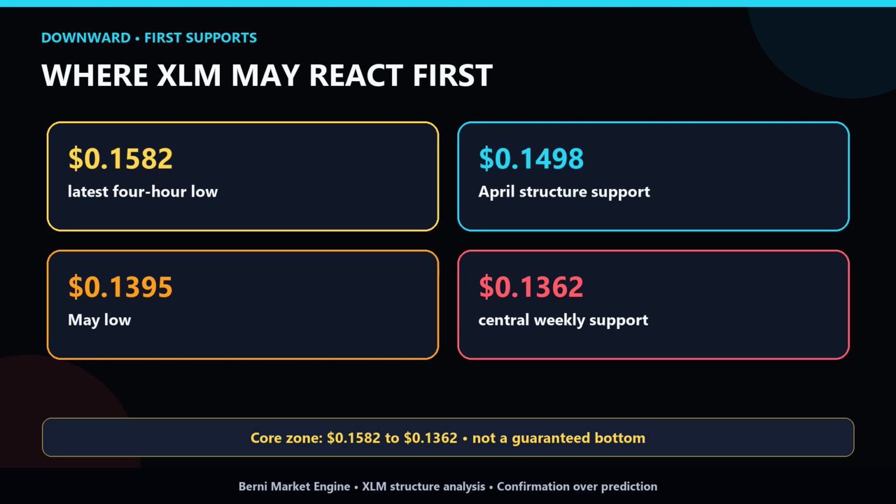The first reaction level below is 0.1582 US dollars. Next comes 0.1498 US dollars, 0.1395 US dollars and 0.1362 US dollars. Together they form a possible reaction region. A bottom would still require a clear response, a higher low and reclaimed resistance.